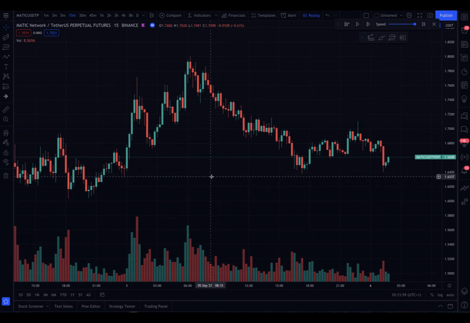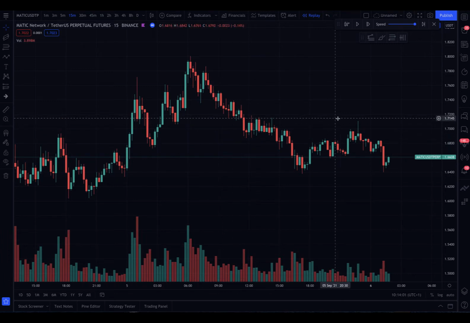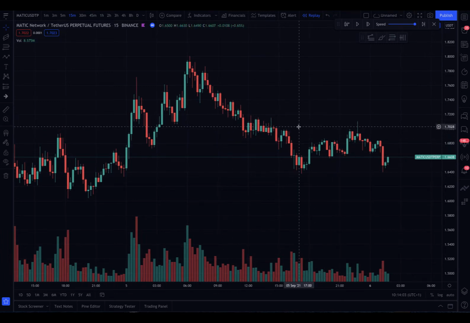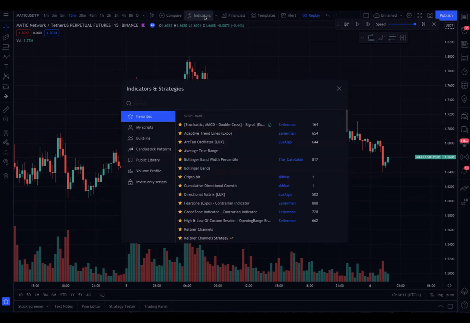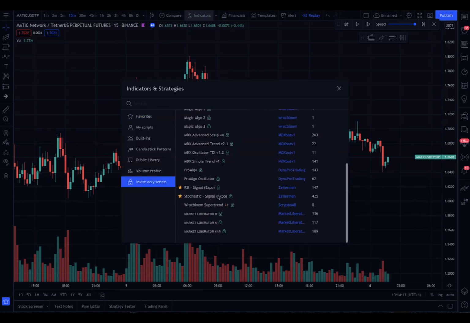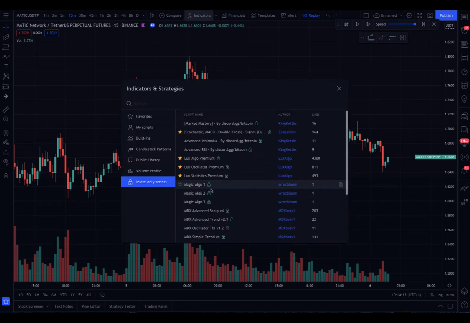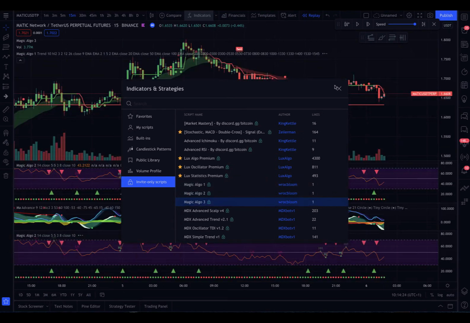Okay, so when you request a trial, you will be added to TradingView. Magic Algo part 1, 2 and 3 will be sent to your TradingView and you will be able to see it from your indicators. You have to go to invite script and you will see it like this: Magic Algo 1, Magic Algo 2, Magic Algo 3. All you have to do is add 1, 2 and 3.